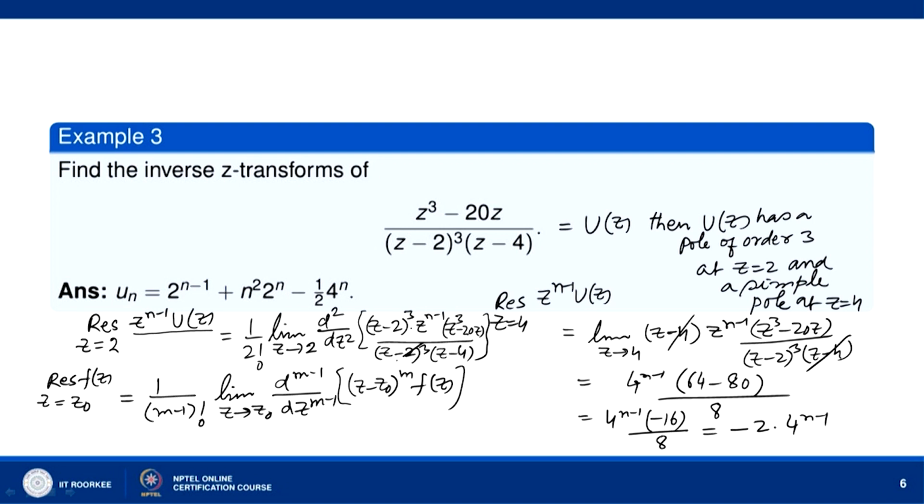Okay. So, this z minus 2 whole cube will cancel. Now, we have to differentiate z to the power n minus 1 into z cube minus 20 z divided by z minus 4 twice with respect to z, take the limit as z tends to 2 and then multiply by 1 by 2 factorial, that is half. We will get the residue at z equal to 2, and then we add to this residue the residue which we have already found at z equal to 4. We will get the required answer.